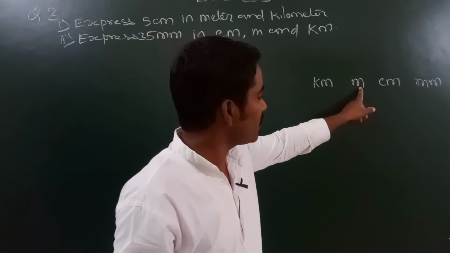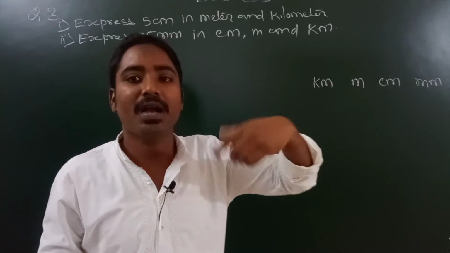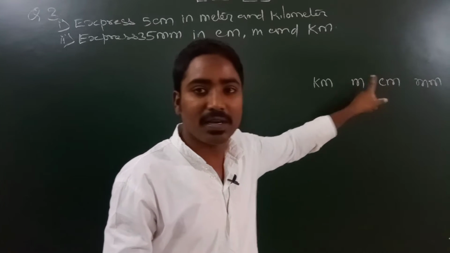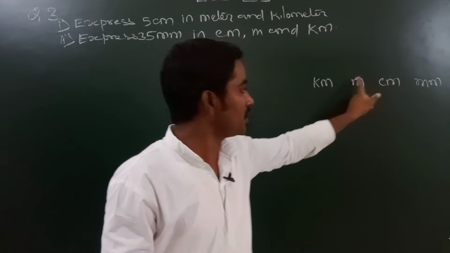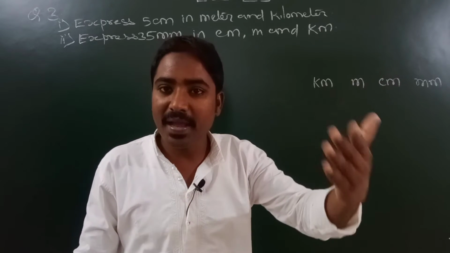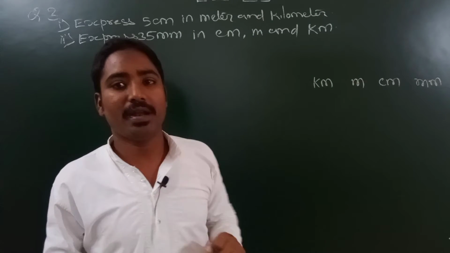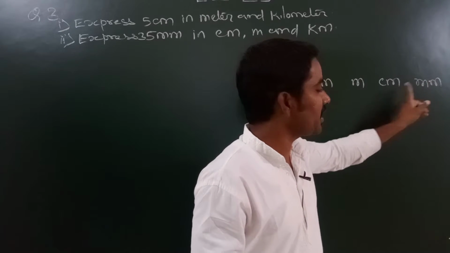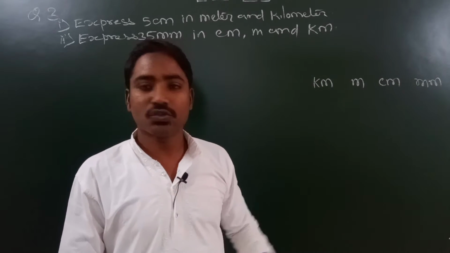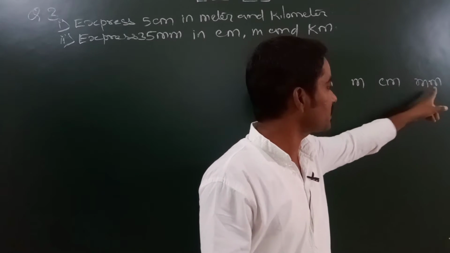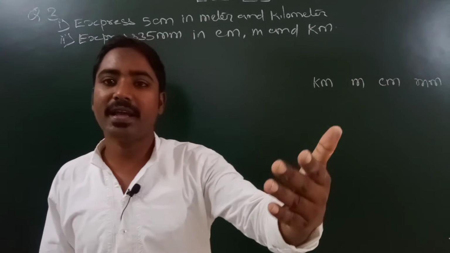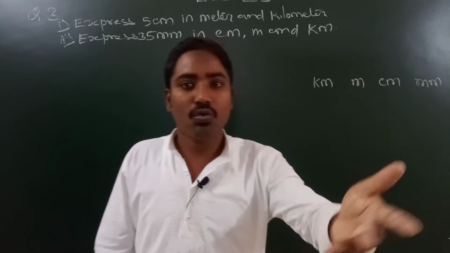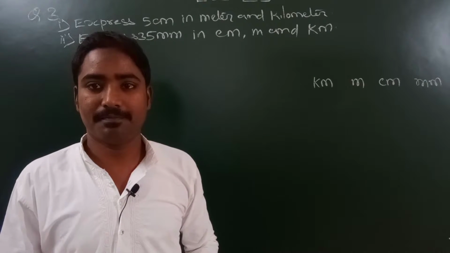Now we know, students, that in 1 meter we have 100 centimeter. So if any conversion happens from here to here or here to here, it will be divided by 100 or multiplied by 100. Now we know that in 1 centimeter we have 10 millimeter. So from here to here, any conversion will be divided by 10 or multiplied by 10.